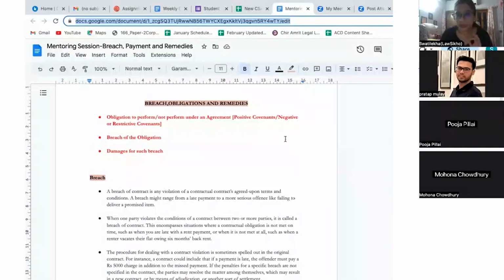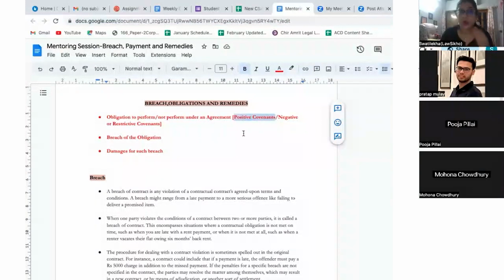Therefore, all the obligations that you can have under an agreement can be in the form of positive covenants or negative or restrictive covenants. Now, from this, the obligation gives rise to two things. One is failure to oblige, that is, failure to do whatever the party has undertaken to do or not to do. That means this party has essentially breached the obligation.